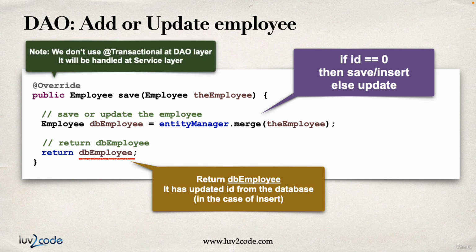Also, notice here at the top, we don't use the transactional annotation at the DAO layer, because this will be handled at the service layer. So again, remember, when you're making use of DAOs and services together, the best practice is that the DAO does not handle the transactional, instead it's managed at the service layer. And we'll see more examples of this as we get through the coding process.